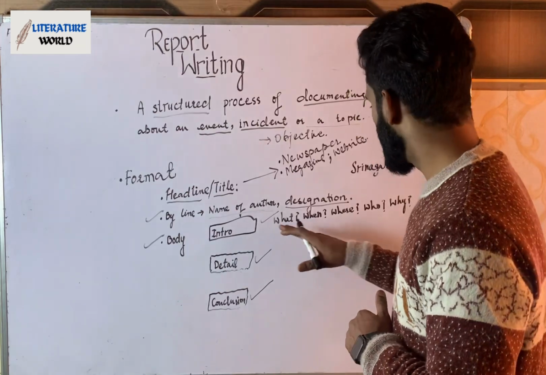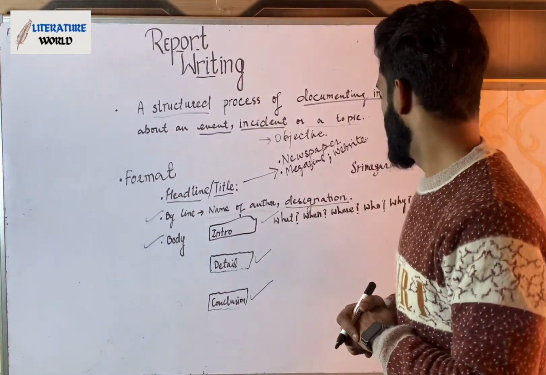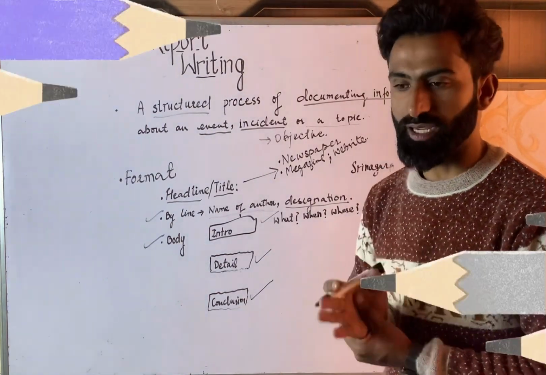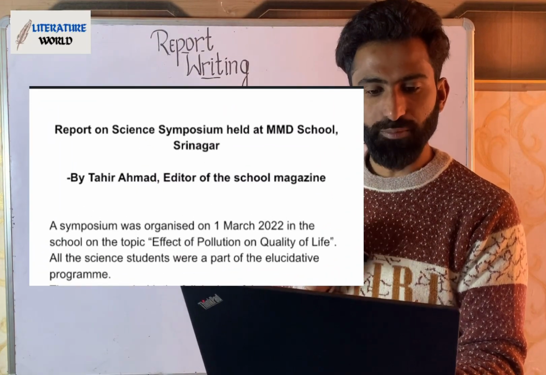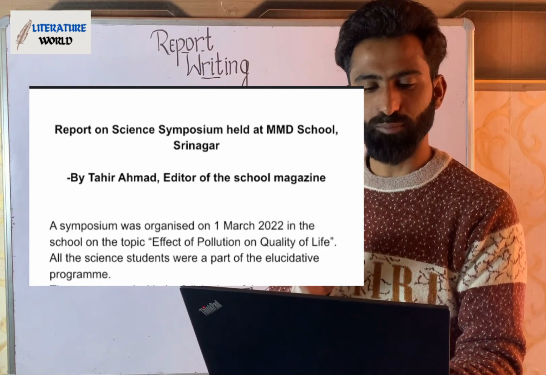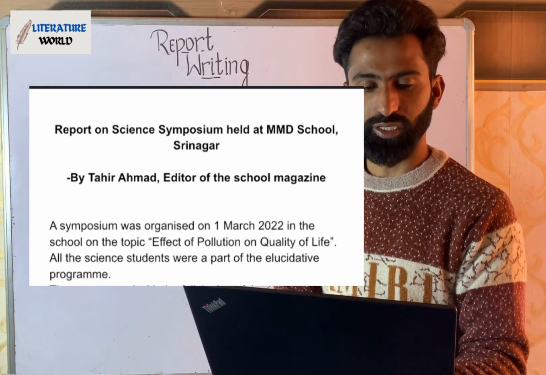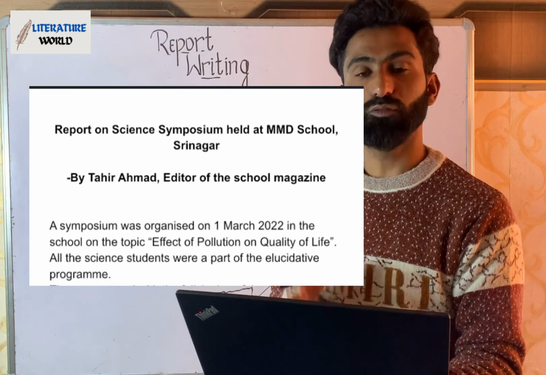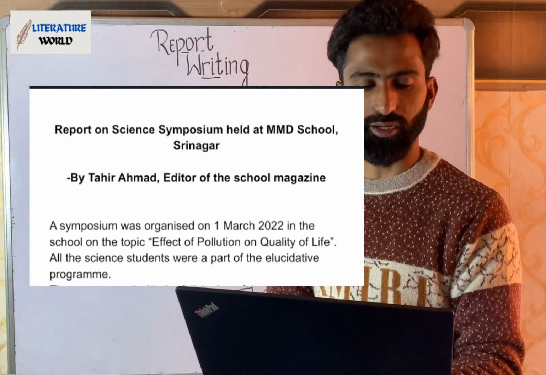Okay, but in a magazine you can just straight away start with what is this, and when, and where, and who, and why is this event done. So you can check this example here on the screen. Please read it. A symposium was organized on March. So what is it? A symposium. When did it happen? It happened on 1st March 2023 in the school. Where? In the school campus. On what? On the topic effect of pollution on quality of life.